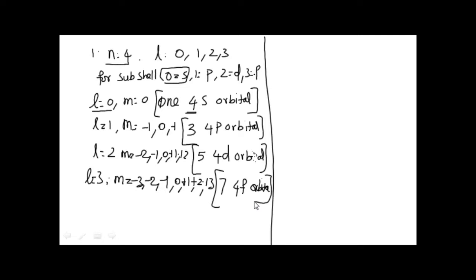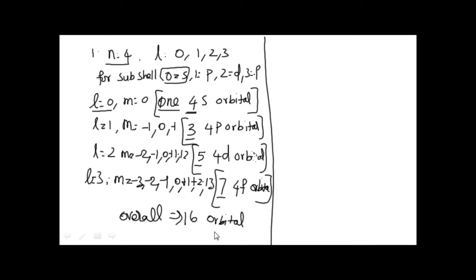So the overall total is 7 plus 5, 12, 12 plus 3, 15, 15 plus 1, 16 orbitals. So the question is, how many possible orbitals? The 16 possible orbitals.